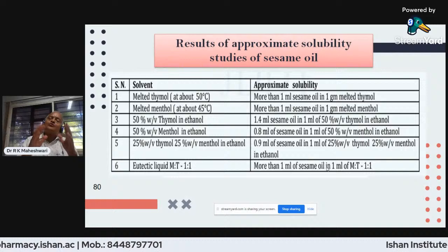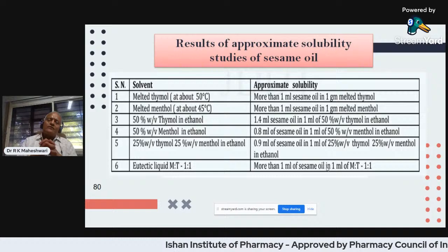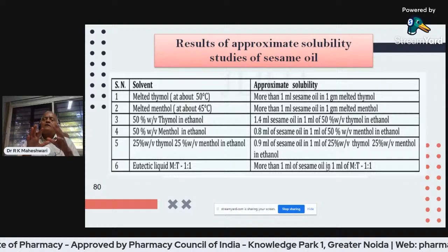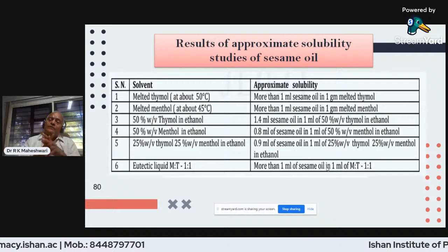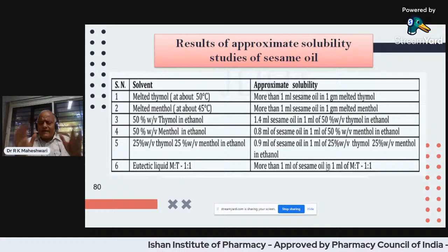Those who are interested in carrying out this type of extraction may contact me. I can give proper advice on how you can plan your extraction. I am a pharmaceutics person. I am giving this study to you only superficially. But in this way, at least you can get some idea that solids can also be applied in a solvent system. Of course, eutectic liquid, you see number 6, eutectic liquid, was also used for extraction. So many things are there, but anyway, time is limited.